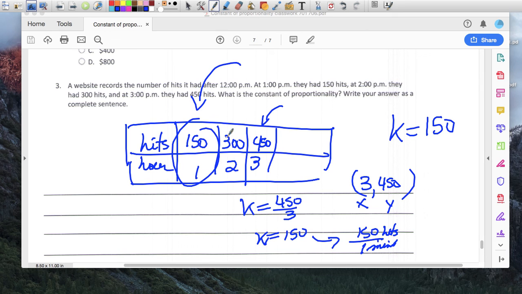So you can explain all that in your answer, that the constant of proportionality is 150. And if you took this point, it would also be 150. And if you took that other point, it would also be 150. And therefore, it shows that it's a proportional table. Okay. And that's it. I think that's it.